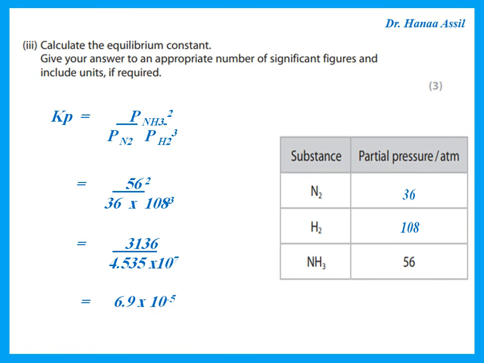He wants units. Remember that for all of these, usually he wants units. So let's take a look. Well, this is atmosphere to the power 2 over atmosphere to the power 4, and that means the overall unit is atmosphere to the power minus 2.